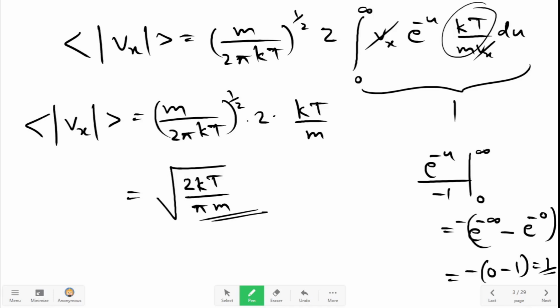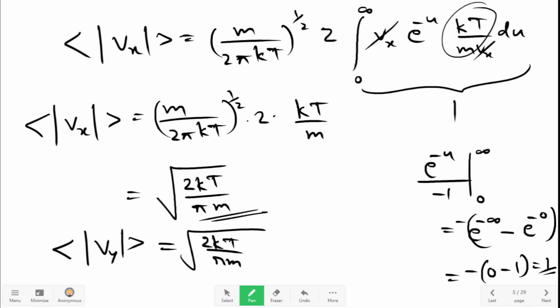Now when you calculate the average value of modulus of Vy, that will also be equal to root of 2kT upon pi m. This will also be equal to the average value of modulus of Vz, because there is nothing special about the x direction. All of the directions are equivalent. In all the directions the motion of the particle is random. Therefore there is nothing sacred about any particular direction. If you calculate something for the x direction, it will be true for the y direction and z direction as well.